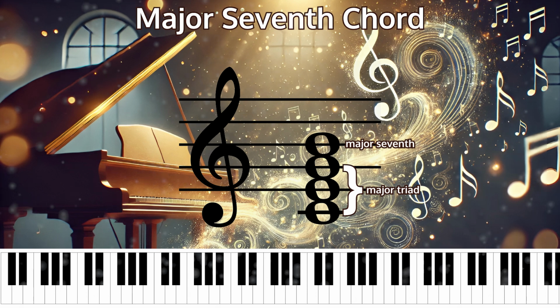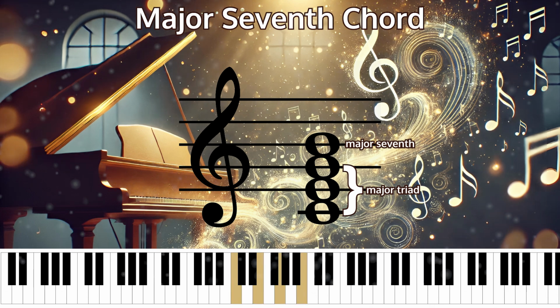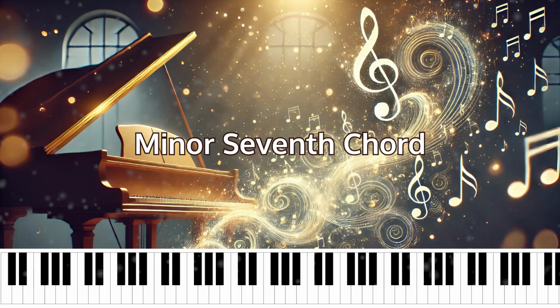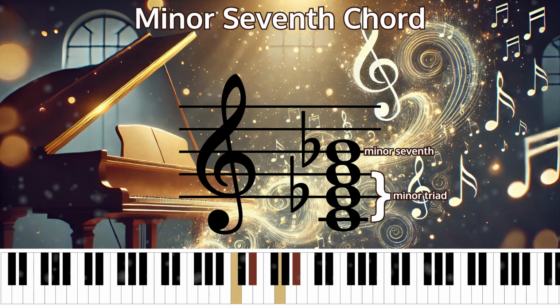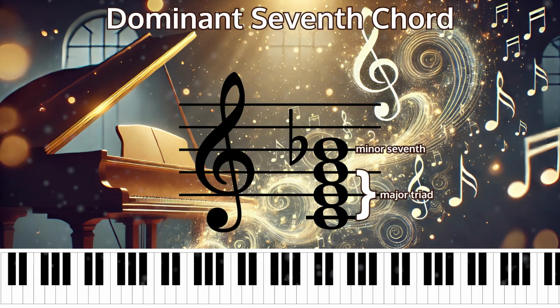The major seventh chord is a regular major triad with an added major seventh interval above the root. Its name comes from the major seventh interval and because it's built on a major triad. The minor seventh chord, as the name suggests, is a regular minor triad with an added minor seventh interval above the root. The dominant seventh chord is a major triad with a minor seventh interval added above the root.